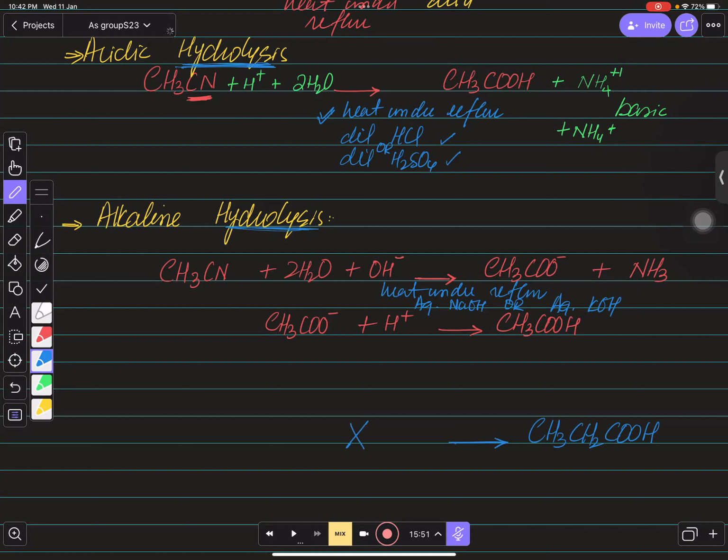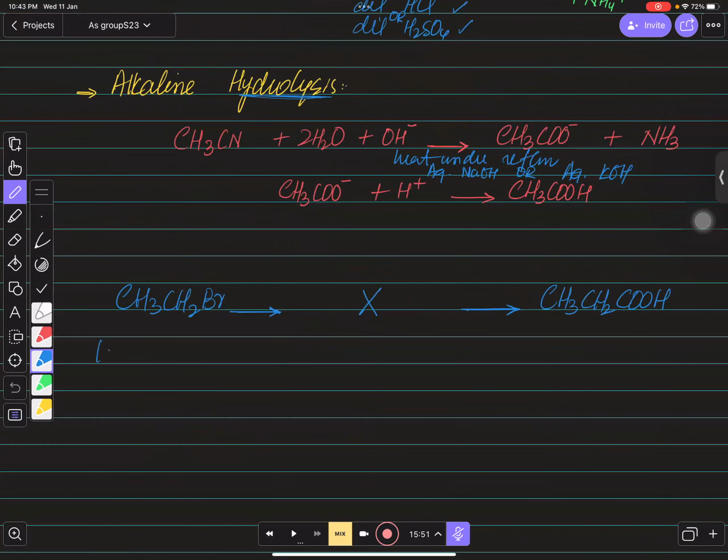And suppose in the middle, I don't have a compound, right? Like this. And over here we have CH3, CH2, Br, right? So suppose I am asking: identify X, and also the reagents and the conditions for the following reaction. Over here, this is reaction number 1, and this is reaction number 2, right?